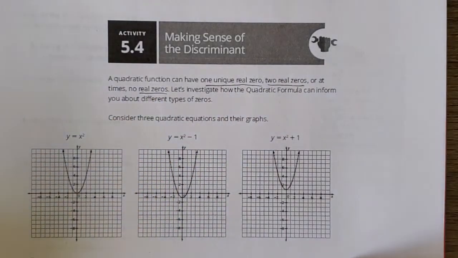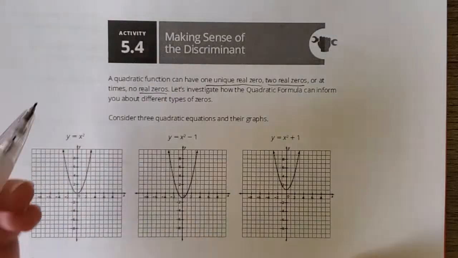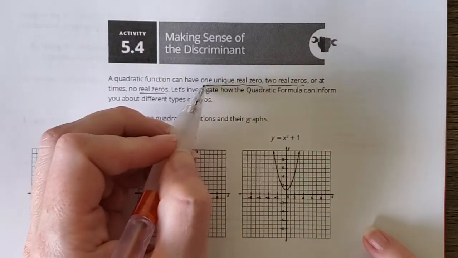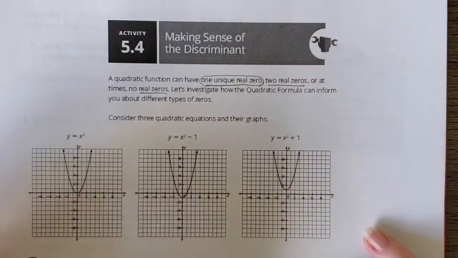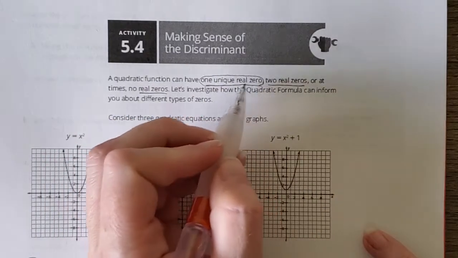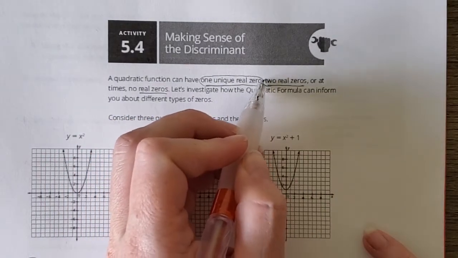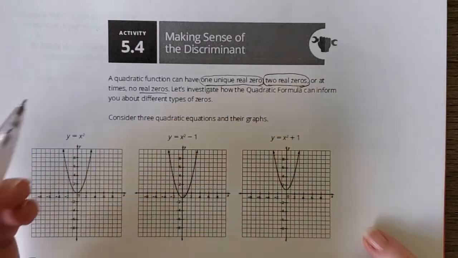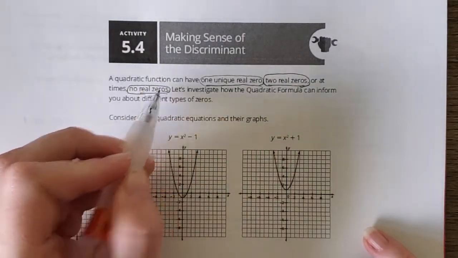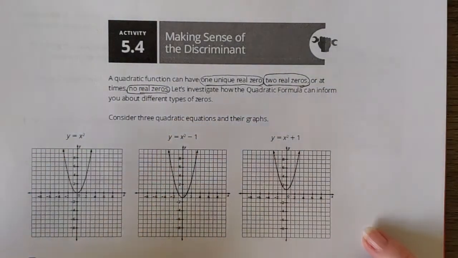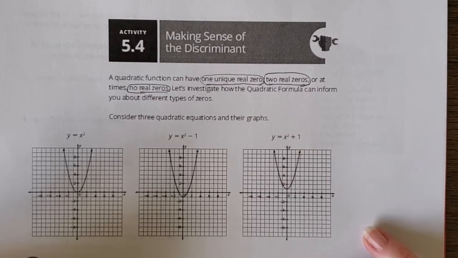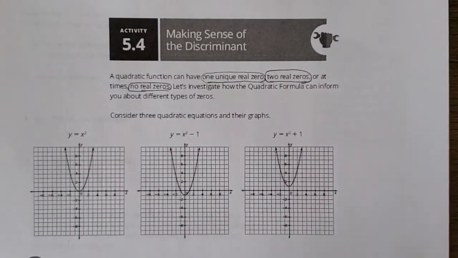So there are always two zeros in any function, but they might repeat, in which case we'd only see one different or unique zero. There might not be all real. So we could have no real zeros because they're complex. So let's investigate how the quadratic formula can inform you about the different types of zeros.